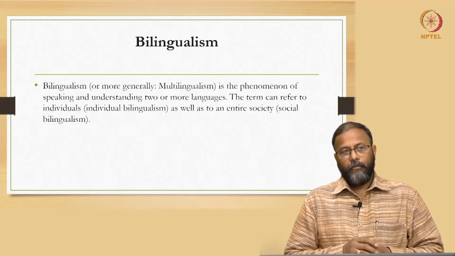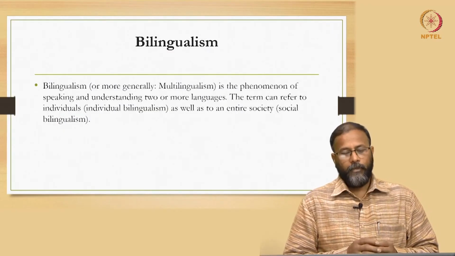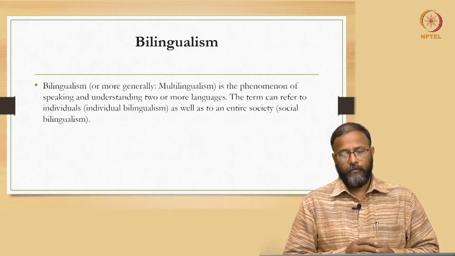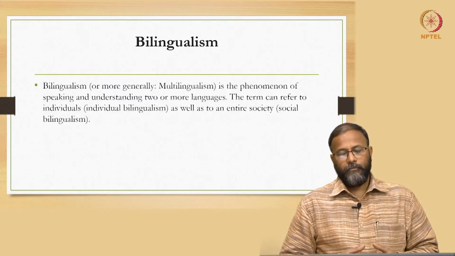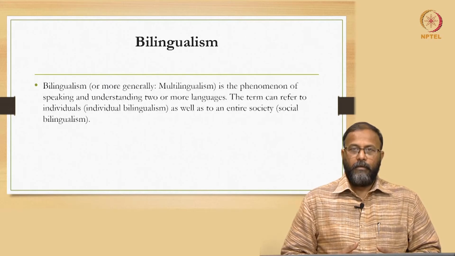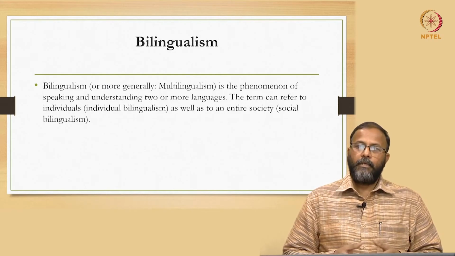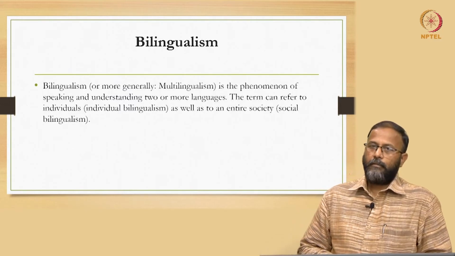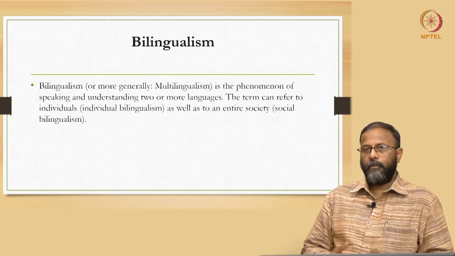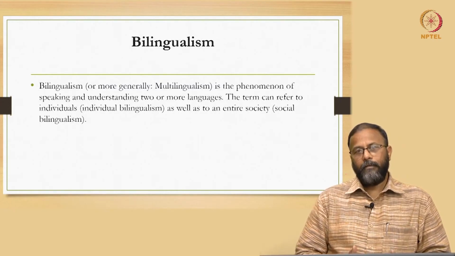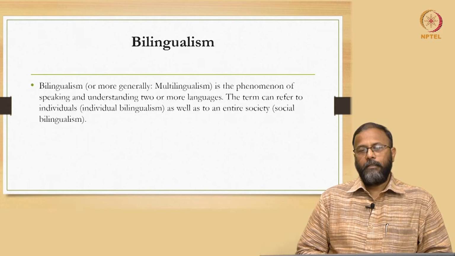Now, bilingualism is the phenomenon of speaking and understanding two or more languages. The term refers to the individual speaker's capacity, or maybe to an entire speech community or society. So when it is individual, we are looking at the individual level. It is bilingualism, or the individual is called bilingual. When we are looking at a societal level, then this whole society is called a bilingual society.